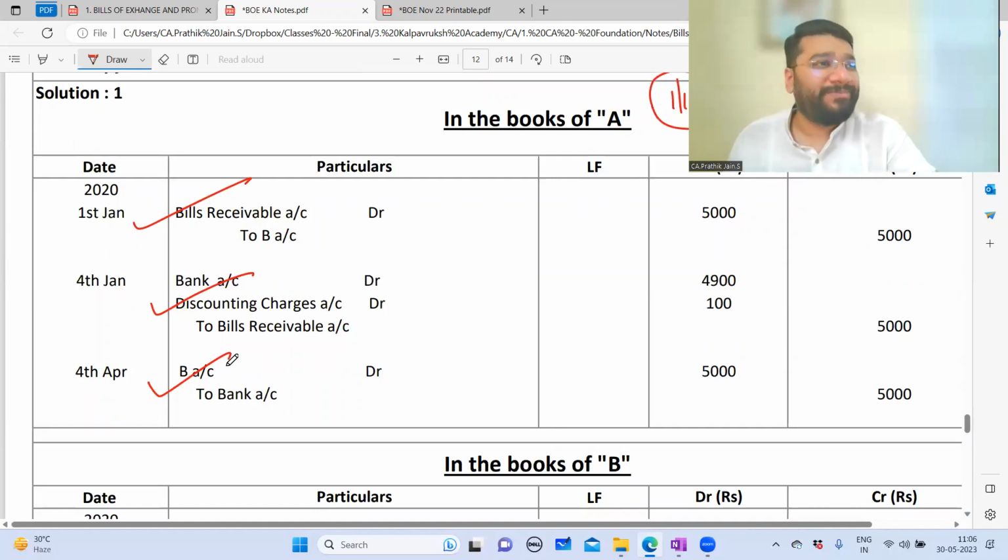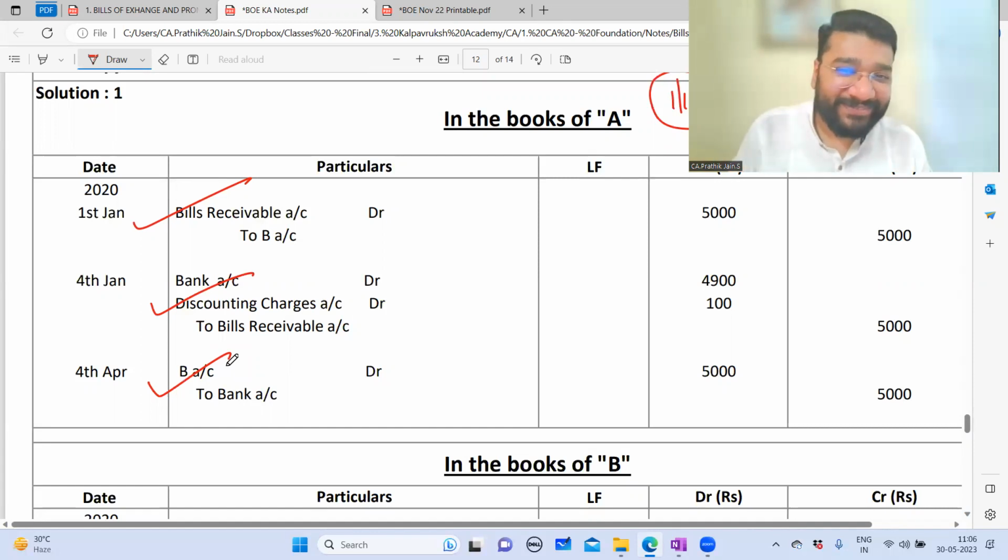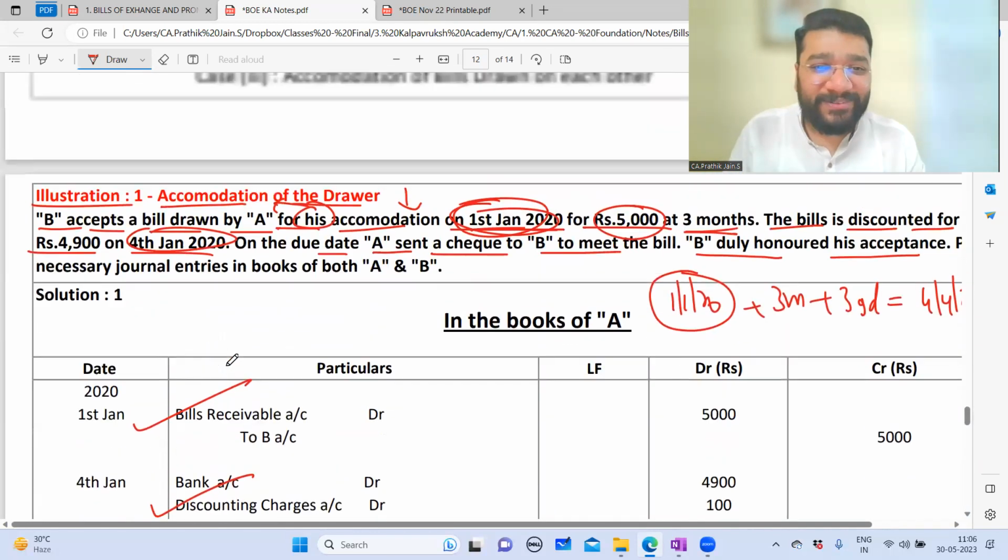This is level 1 question. Then slightly we'll go to level 2. Then level 3. Then we'll face the bomb question from the ICAI study material.